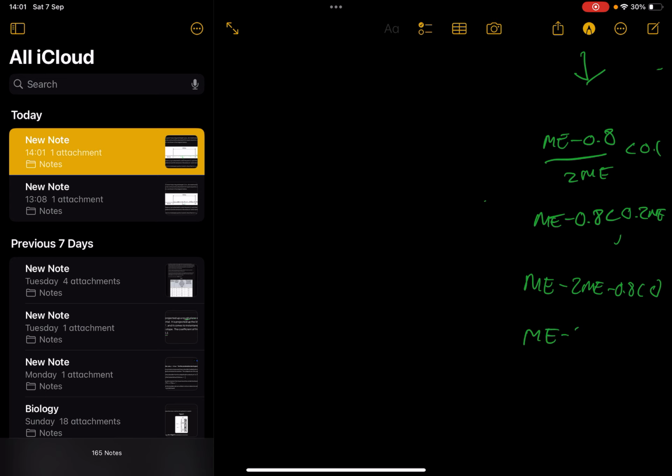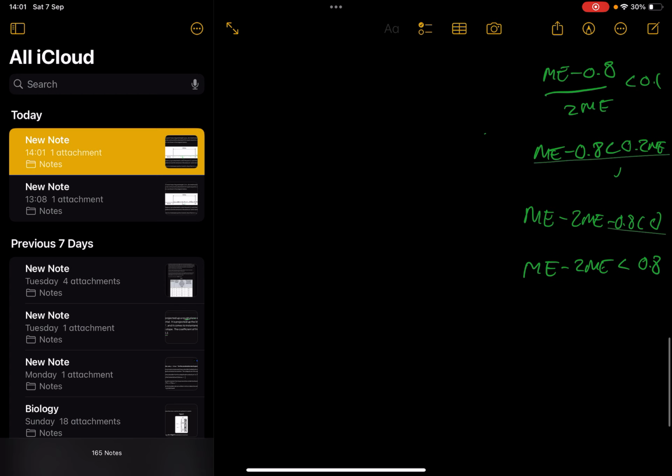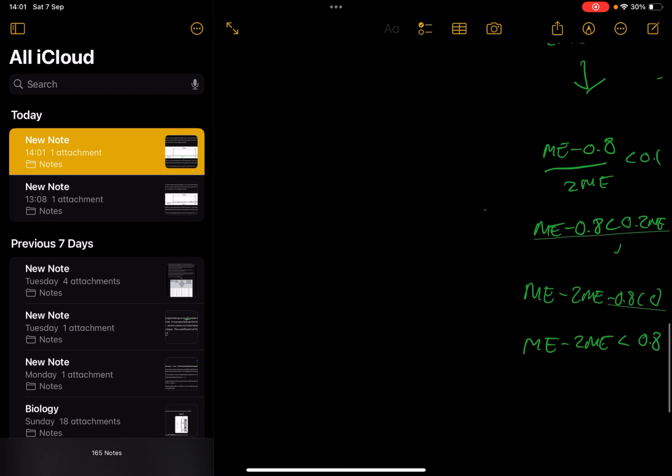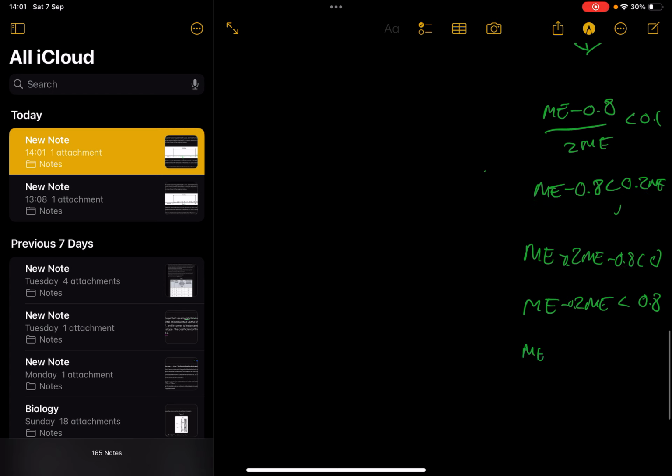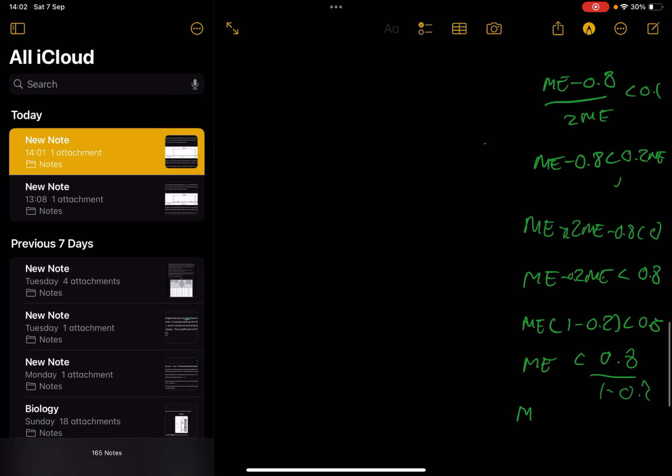Now we say 2m, and we put 0.8 on the other side. So 0.2, sorry. Factorize m out, so m times 1 minus 0.2 is less than 0.8. So m is less than 1.